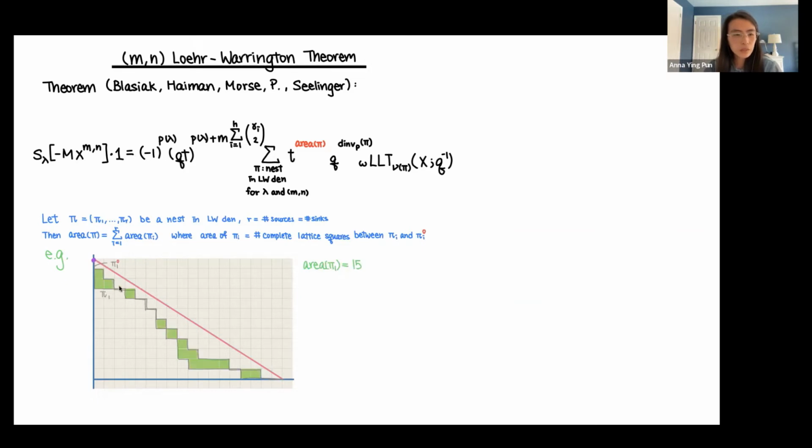And then see how many complete squares. So there are 1, 2, 3, 4, 5, 6, 7, 8, 9, 10, 11, 12, 13, 14, and 15. So there are 15 complete squares. So that's why the area is 15.